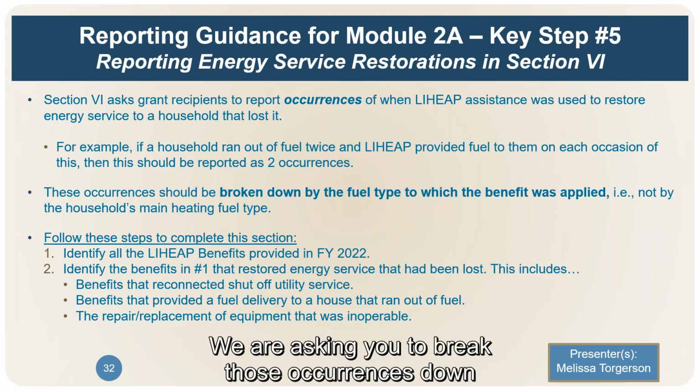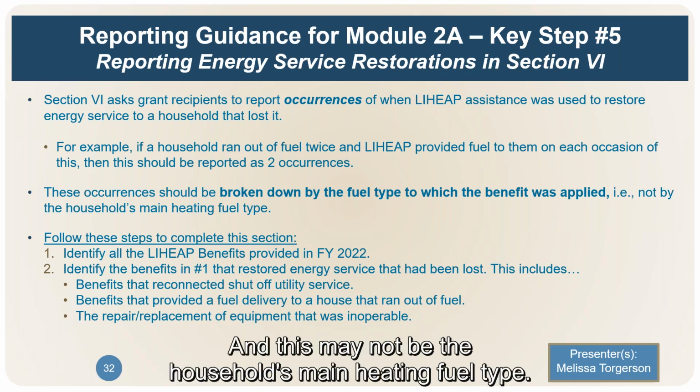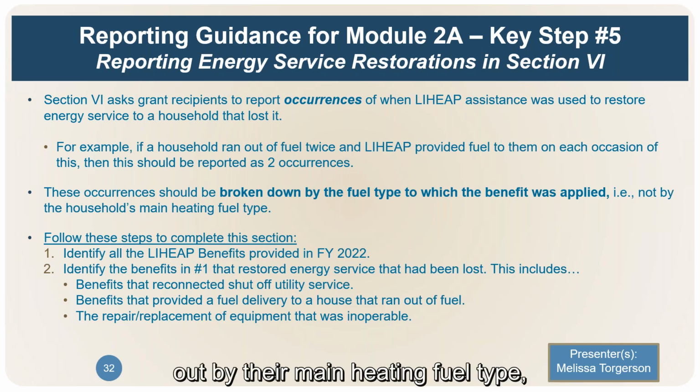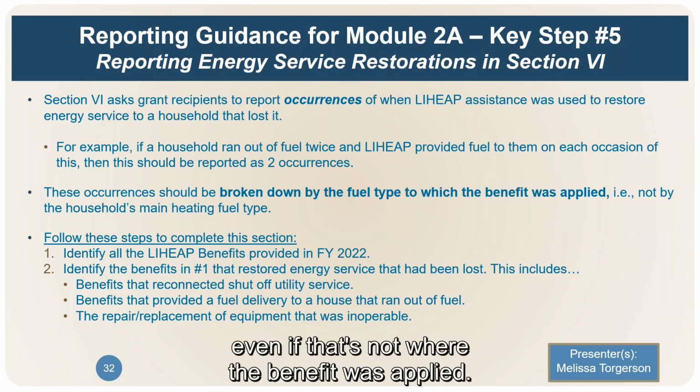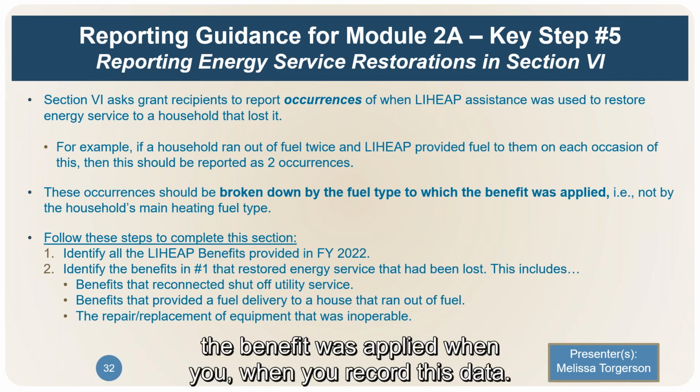We are asking you to break those occurrences down by the fuel type to which the benefit was applied, and this may not be the household's main heating fuel type. So in section 5, we're asking you to parse all the data out by their main heating fuel type, even if that's not where the benefit was applied. In this situation, we're asking you to look specifically at where the benefit was applied when you record this data.